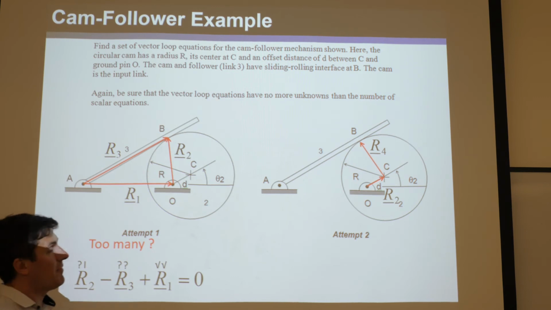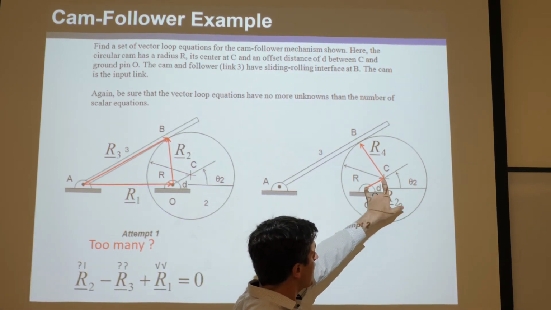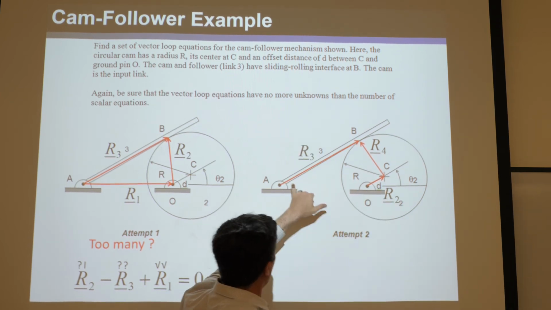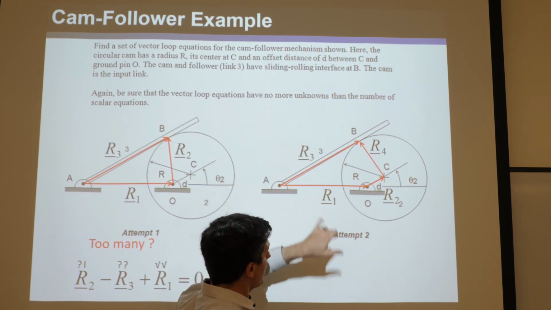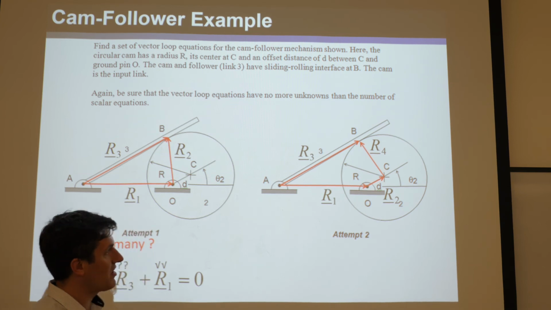So it's really important you call this one R2 because it truly captures the motion of 2. And it's really important you call this one R3 because it truly captures the motion of 3. And it's really important you call this one R1 because it truly captures the motion or lack of motion because it's a ground of R1.